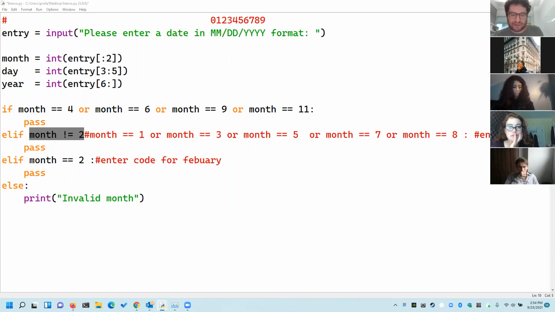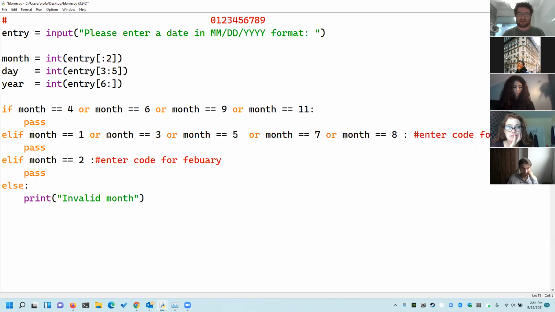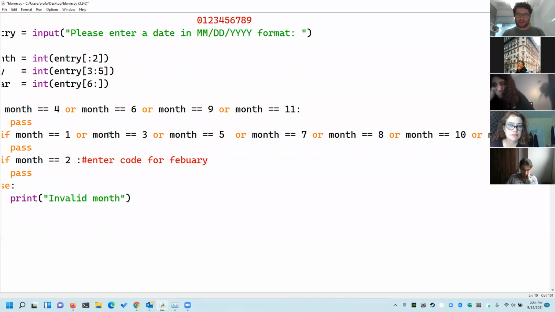And I could ask if it's less than 12. Yeah, you could modify this. There are a lot of ways to do this, but I was just trying to say you've got to be careful not to include something you don't mean to include. So here I'm just being the most explicit and most straightforward. Or if month is 10 or 12.